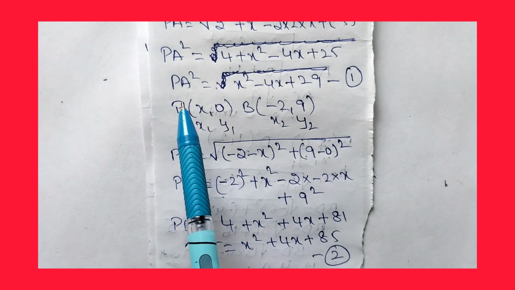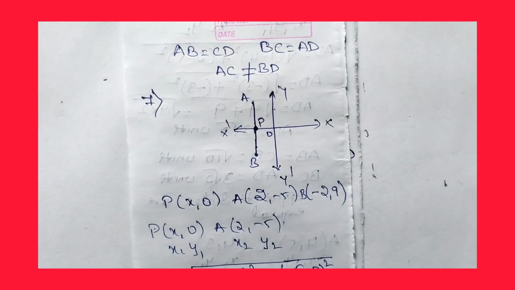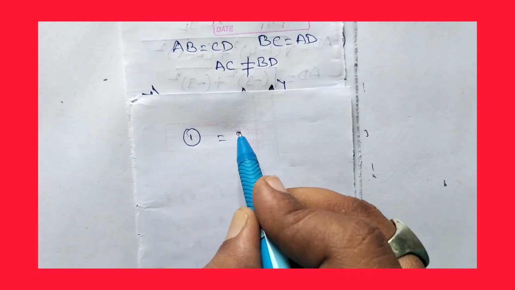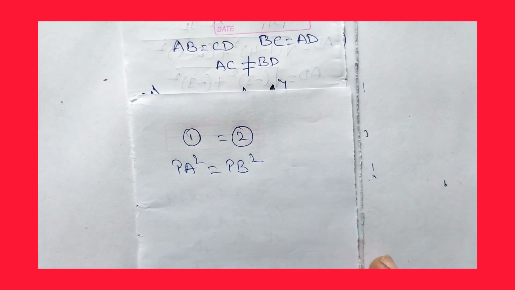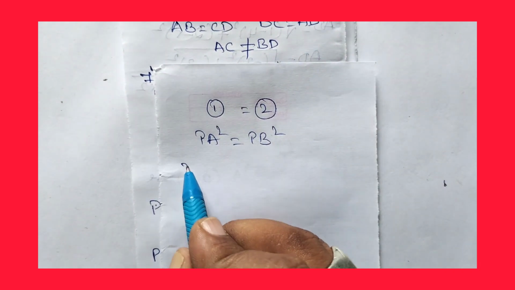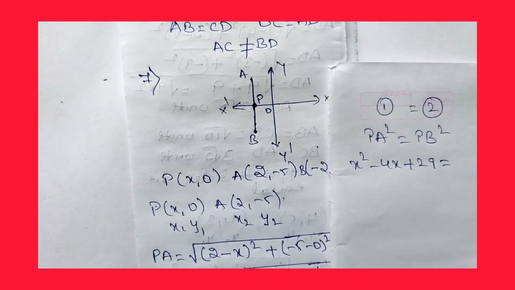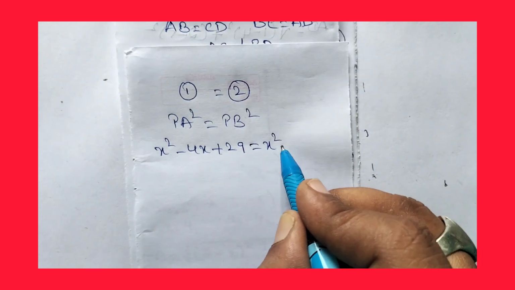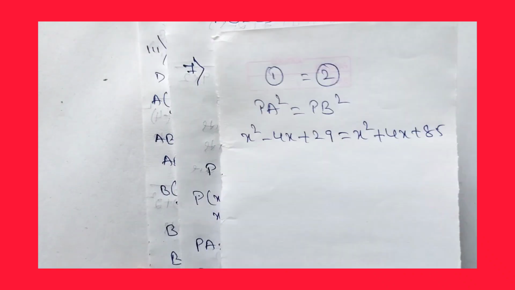According to the condition, whatever PA square is, PB square will also be the same, because both distance between P and A is equal to distance between P and B. Therefore let us write here equation 1 is equal to equation 2, that is PA square is equal to PB square. So now let us write PA square: x square minus 4x plus 29 is equal to equation 2, x square plus 4x plus 85.